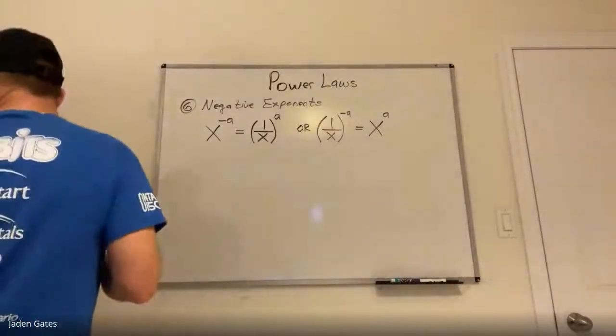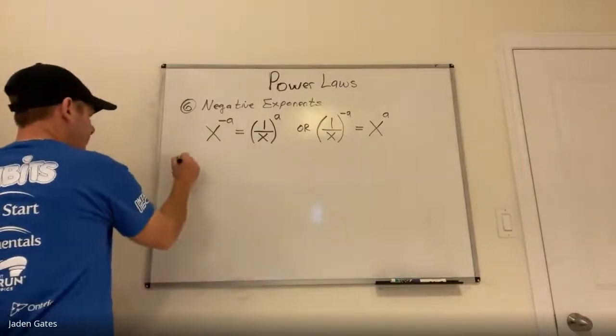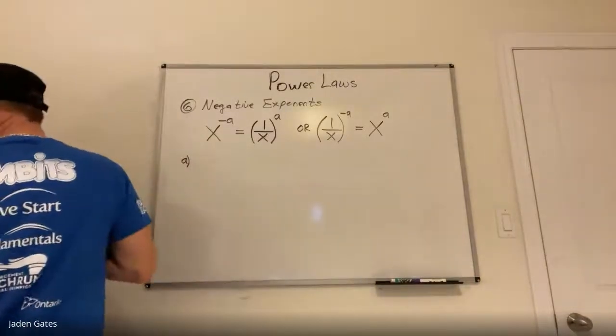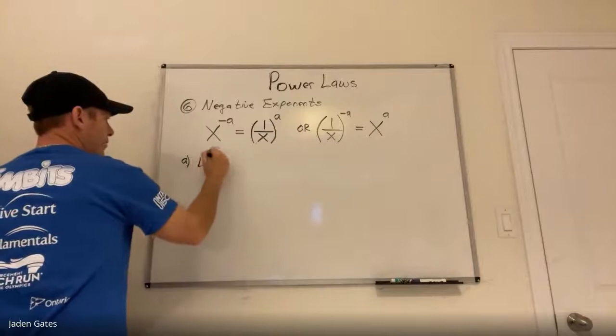All right, to simplify things. So for example, A, we have 4 to the power of -2.